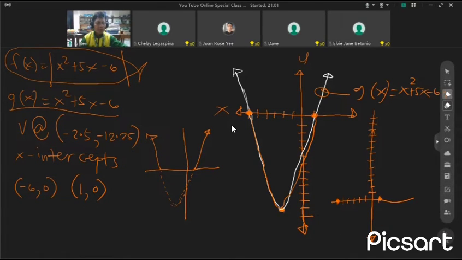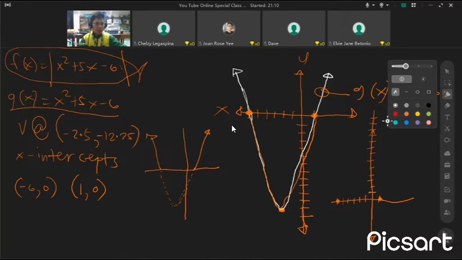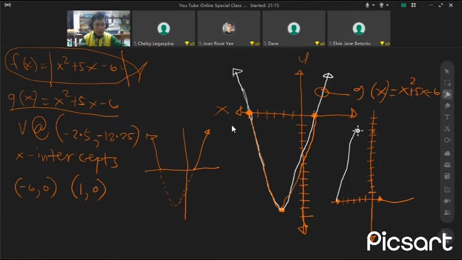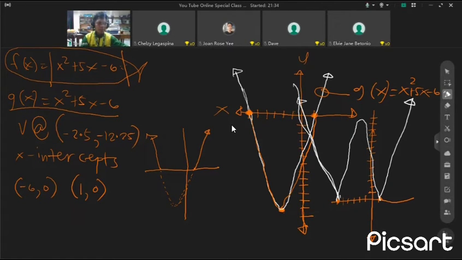And the graph of this problem is this one. Yan. And this one. Teka, nagtiko lang siya ha, pero straight ito. This is straight. This is the graph.